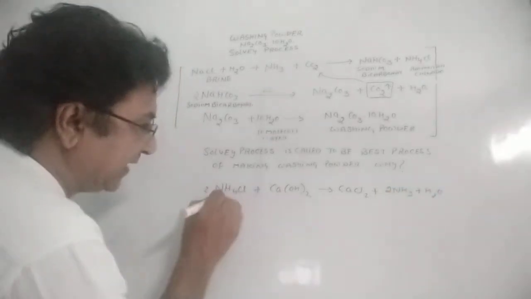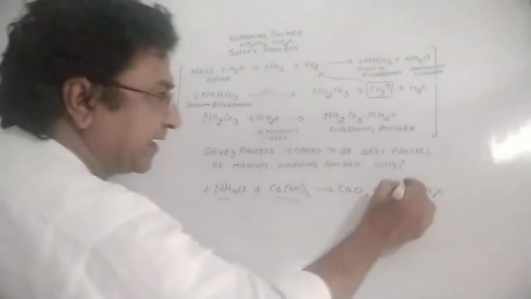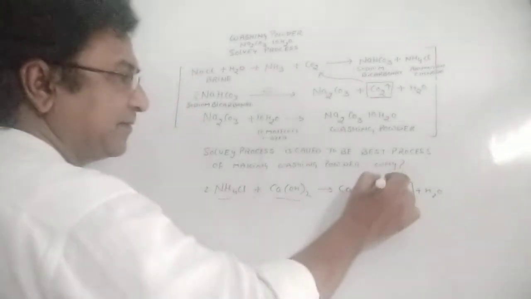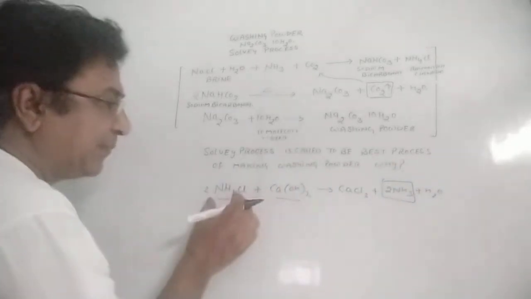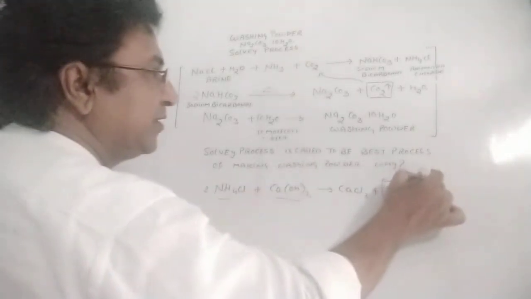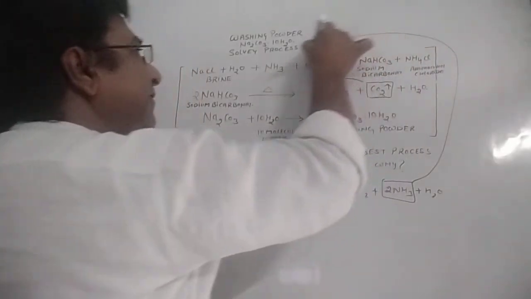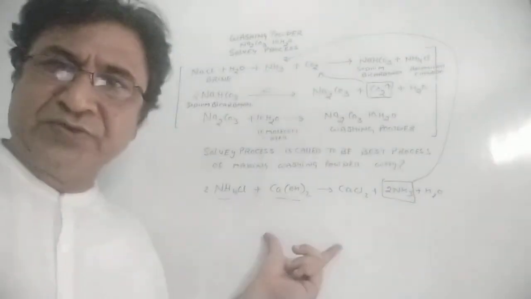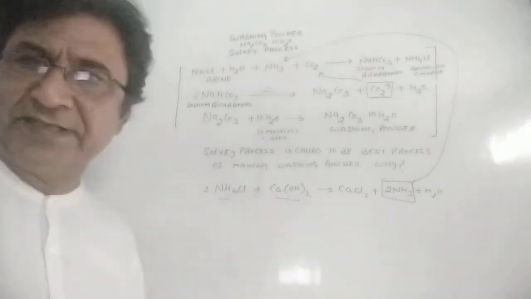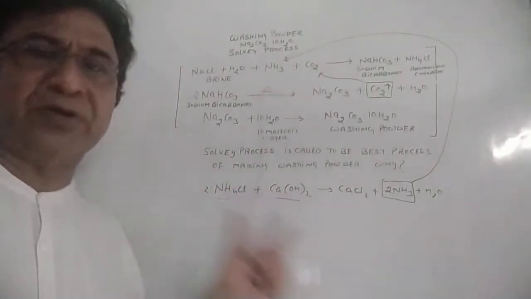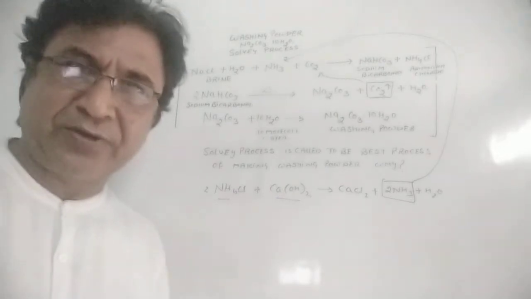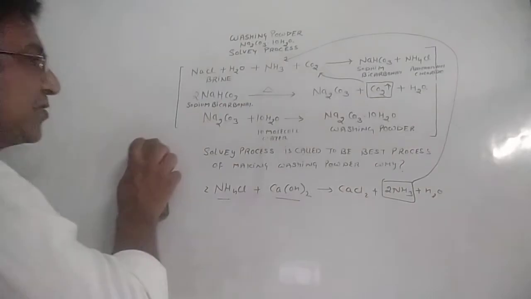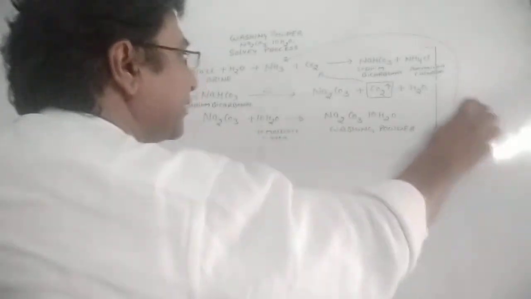So, by reacting ammonium chloride with calcium hydroxide, again we get what? Ammonia. Now, ammonia is a byproduct, and it is again being utilized for the first reaction as a raw material. So nothing gets wasted. Because of this reason, the Solvay process is said to be the best process. Remember that. This is a very, very important question. The next part is connected to the Solvay process of making washing powder. Let's go for that also.